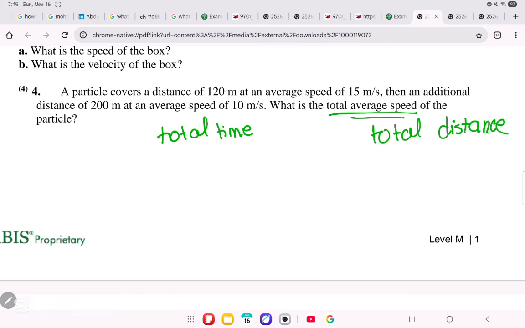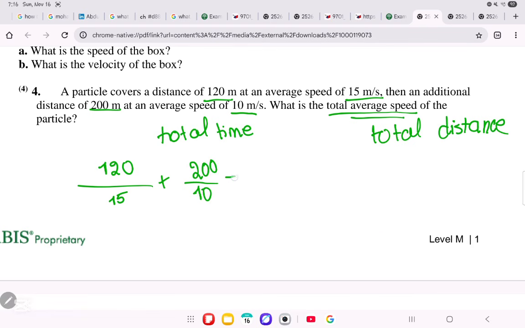So let us find the total time. How do we find it? First of all, we find time of this part of motion plus time of this part of motion. So it covers a distance of 120 meters at an average speed of 15 meters per second. Time is distance over speed, so it's going to be 120 meters over 15 plus an additional distance of 200 meters at an average speed of 10 meters per second, plus 200 meters over 10 meters per second. Put it on the calculator. 120 over 15 plus 200 over 10.